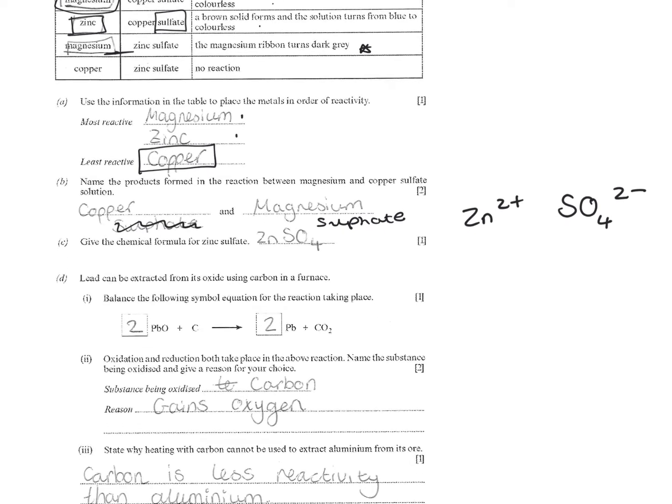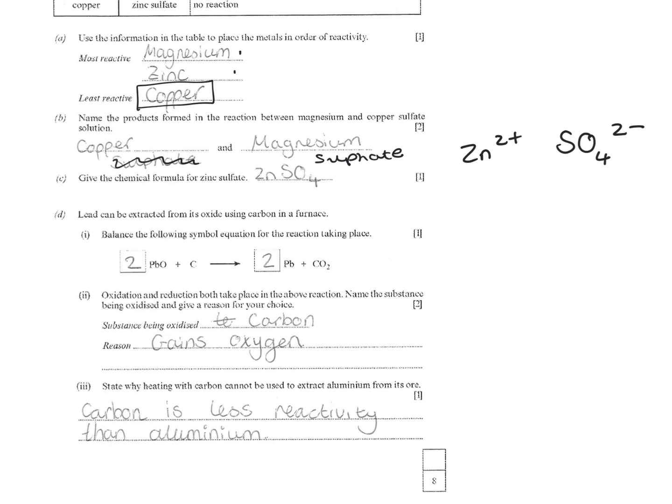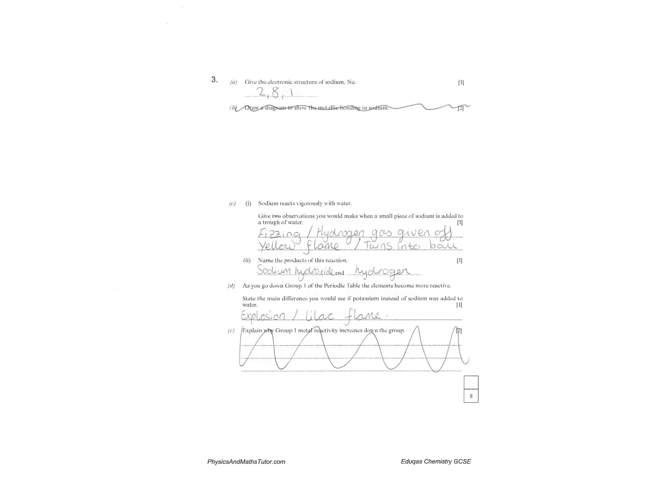Okay, state what is meant by oxidation. Oxidation is when something gains oxygen. So the carbon has no oxygen on this side and ends up with 2 oxygens on this side. So the carbon has been oxidised because it gains oxygen. Okay. State why heating carbon cannot be used to extract aluminium. Carbon is less reactive than aluminium.